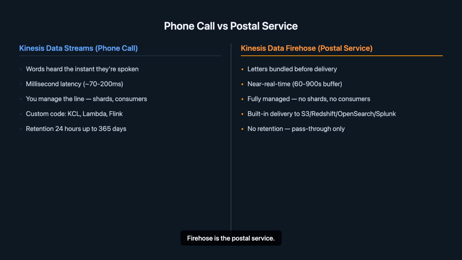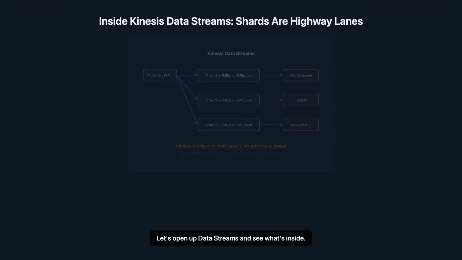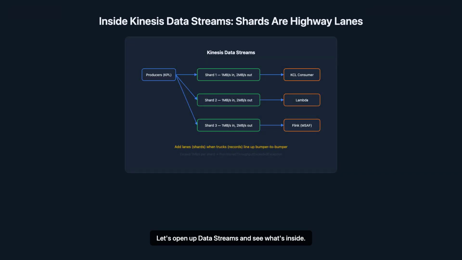Firehose is the postal service. Your letters get bundled at the post office for somewhere between 60 and 900 seconds before delivery. It's fully managed, no shards to size, no consumer code to write. It delivers straight to S3, Redshift, OpenSearch, or Splunk, but there's no retention concept at all. Firehose is pure pass-through. Let's open up data streams and see what's inside.